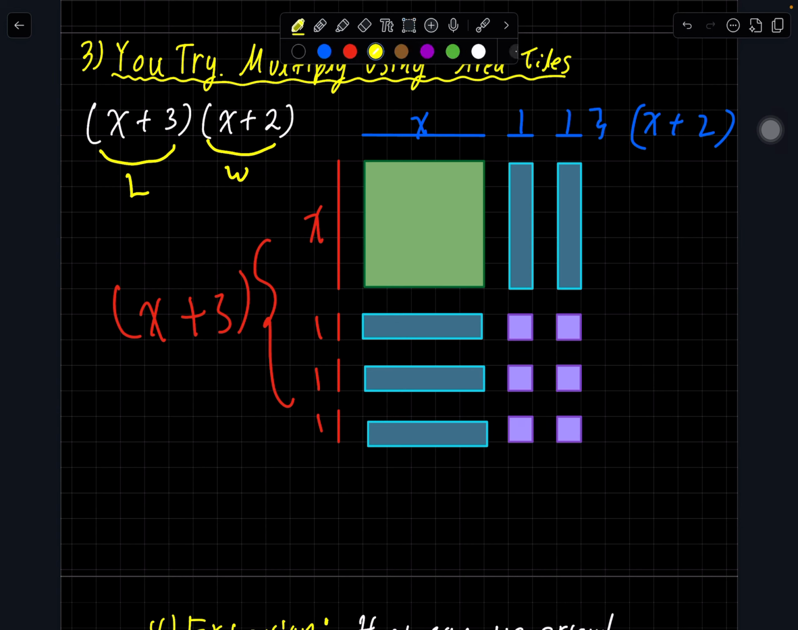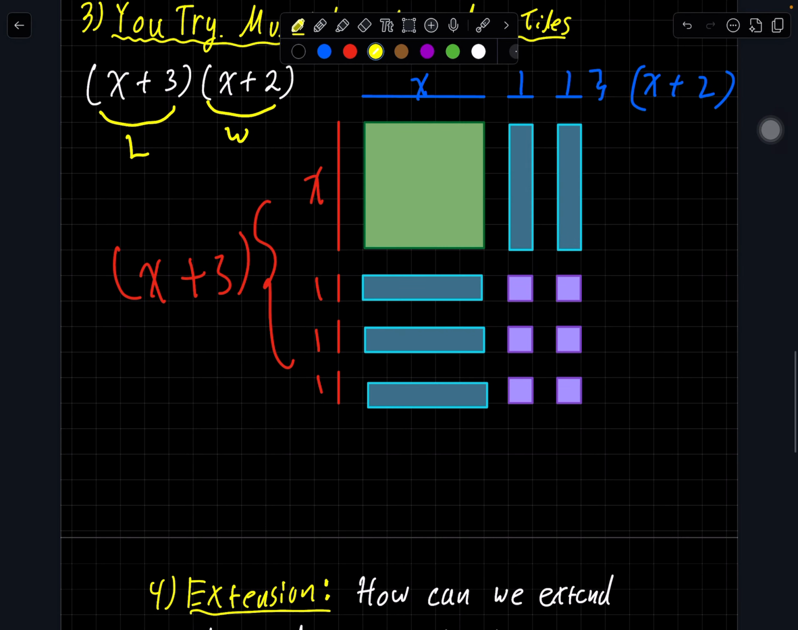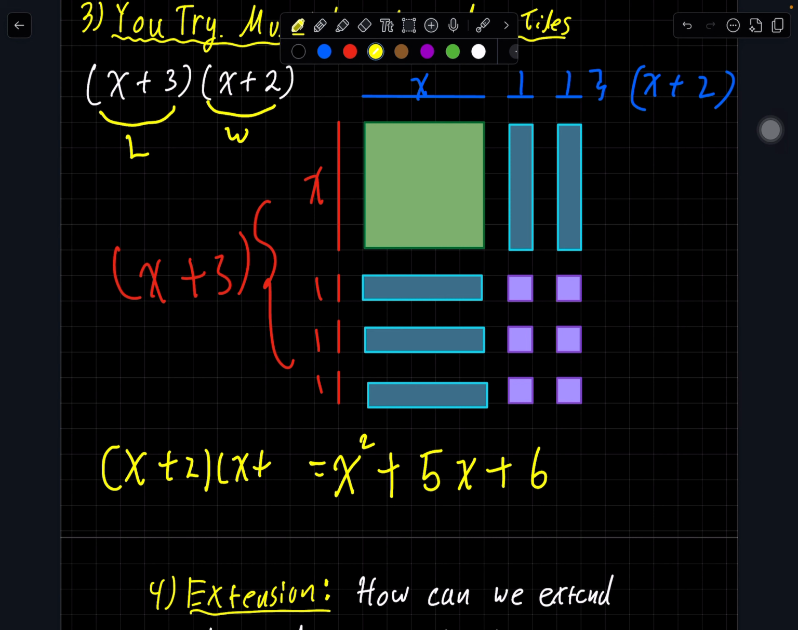Now we just need to count how many of each area we have, so we could see that we have 1 x squared, then we're going to add 5 x's, which are the blue bars, and then we have 6 1s, which are the purple squares, and that is equal to x plus 2 by x plus 3.